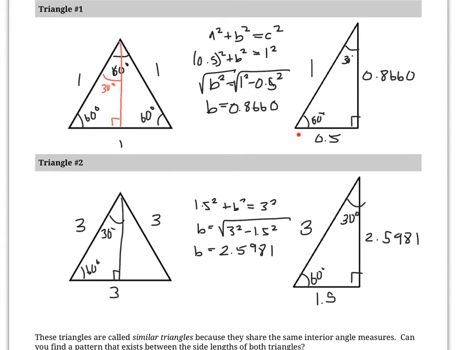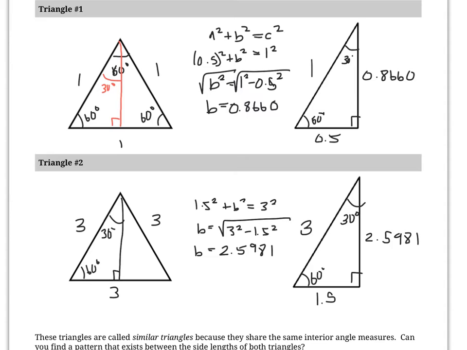So we can just divide every single side length by 0.333 and get all of the side lengths here. Or alternatively, we could just divide all of these by 3 or multiply them by 0.333 and get all of these side lengths right over here.